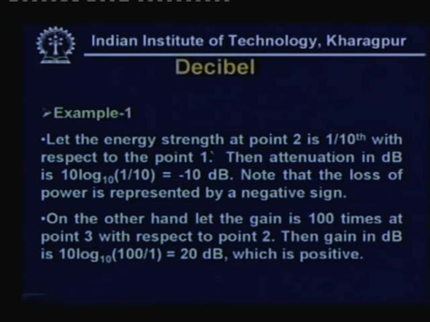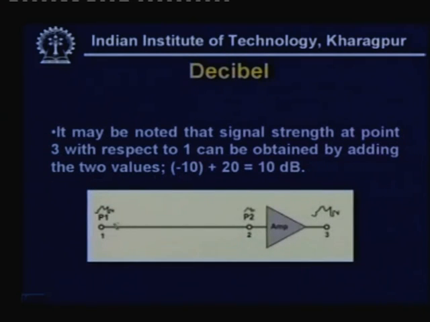Now as it passes through several points, in other words a channel is in cascade with an amplifier, then maybe another channel, say from here there is another channel. So in this way it can be cascaded. So what we can do, we can add up the dB values to find out the final attenuation or gain at point 3 with respect to 1.